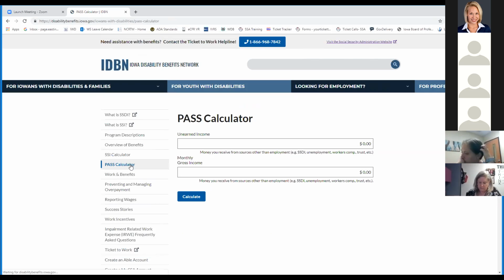And then we have the same thing, which Susie also shared, a PATH calculator. So if someone has a plan for achieving self-support, or a PATH, they can plug in those numbers and use this tool as well.